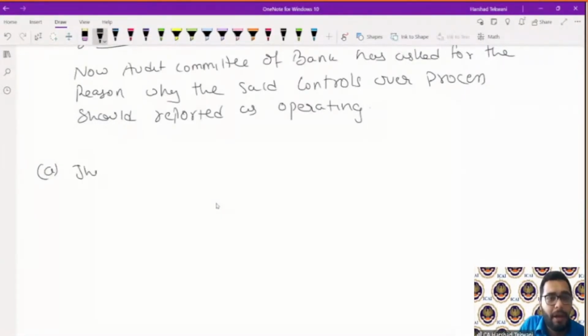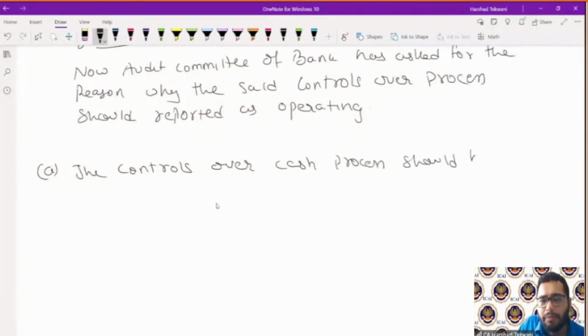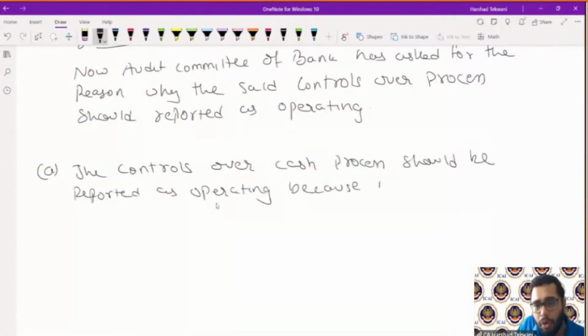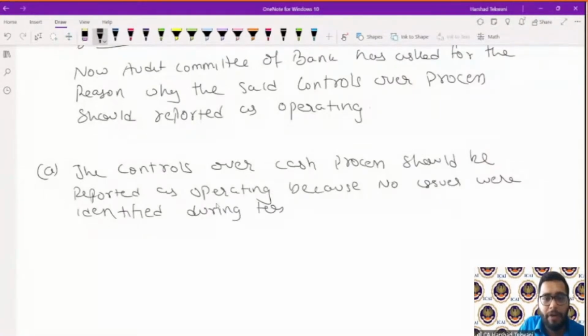Okay, the controls over the cash process should be reported as operating because no issues were identified. Okay, during the test check, no issues were identified when the test check was performed. Testing of control.